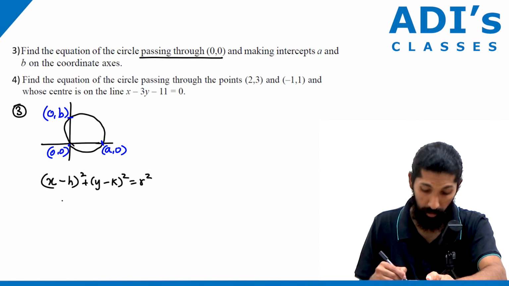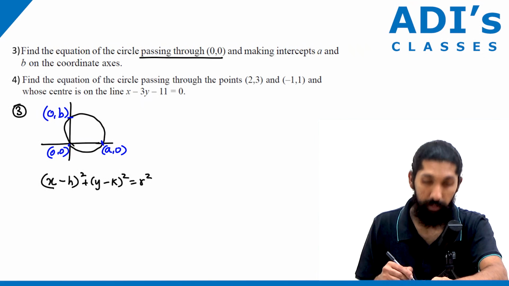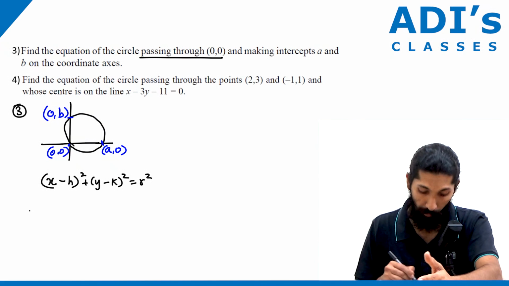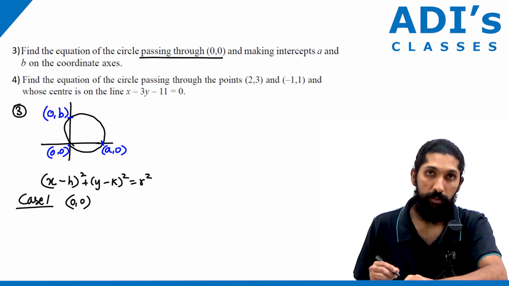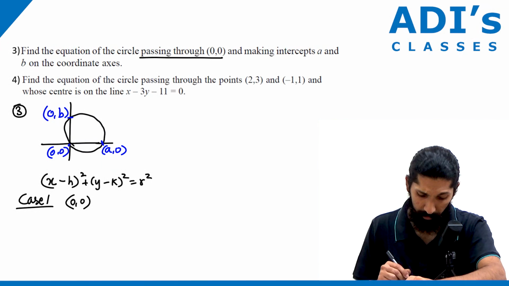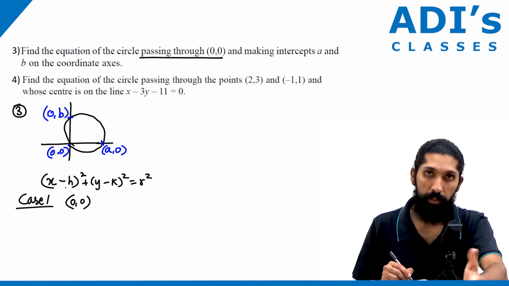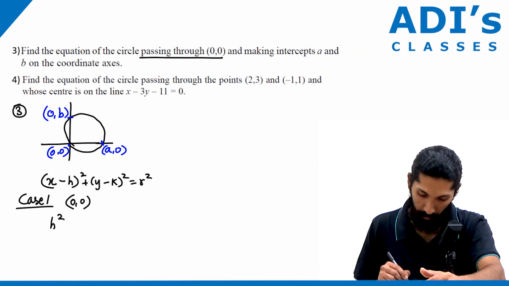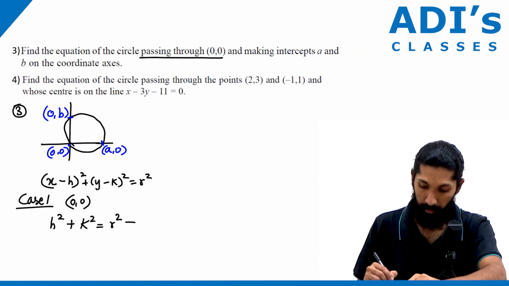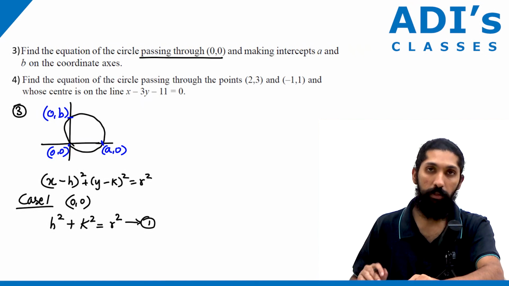What is x? I can start with substituting as 0 and 0. So case 1 will take 0, 0. First case. So you will get 0 minus h is what? Minus h. Minus h whole square, h square. h square plus k square is equal to r square. First equation, case 1 is done. You can't do anything further in this one.